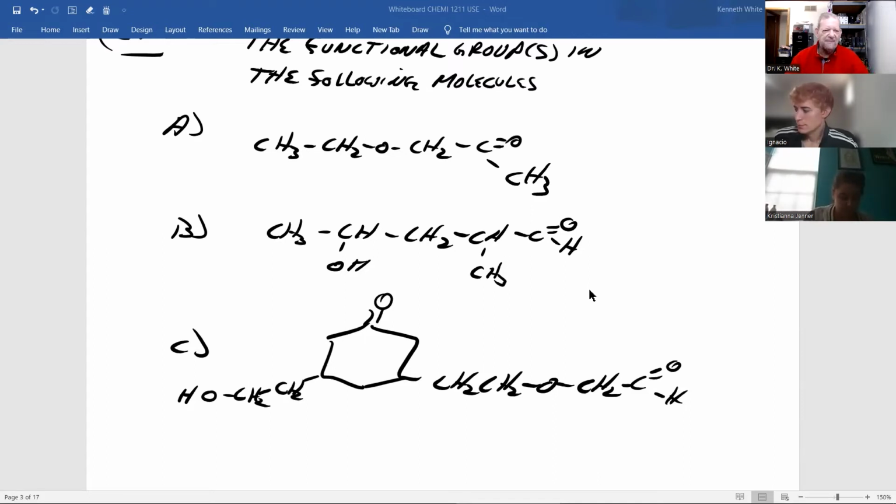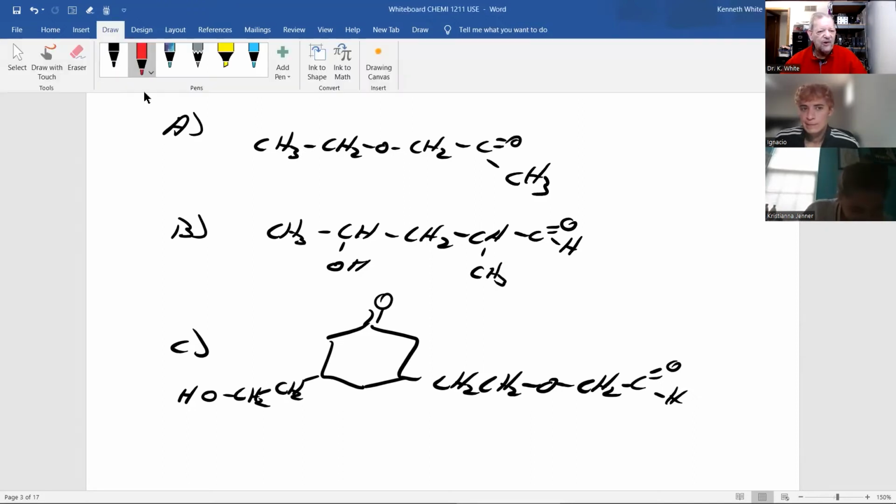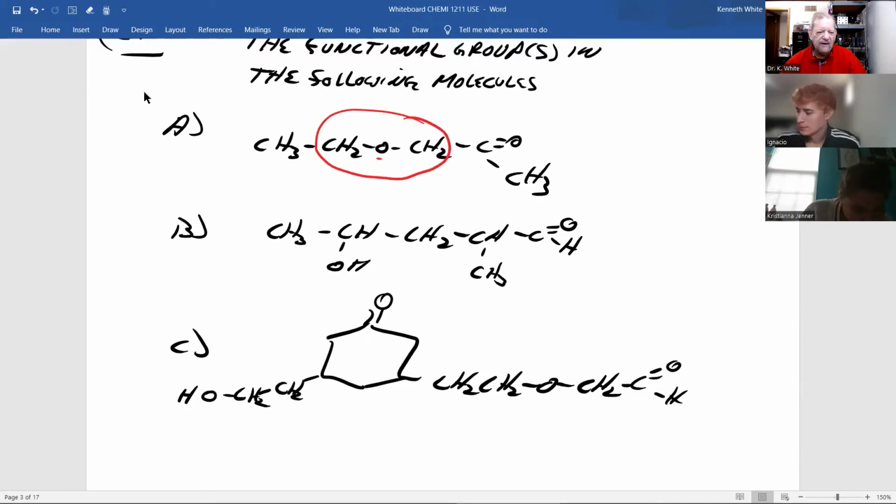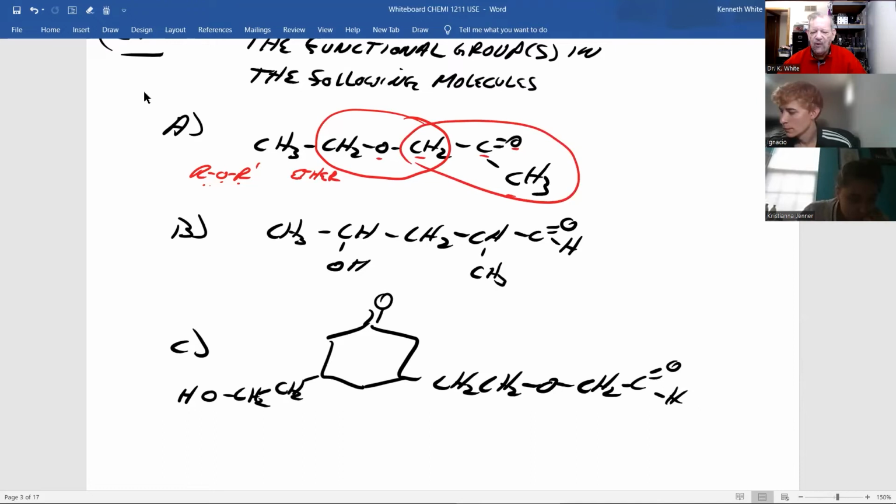All right, my turn. How do you play this game? You look for what's different. Ooh, oxygen. And you don't have to do this part, but I will. Oxygen with carbons on both sides. This is an ether. Ooh, another oxygen with carbons here, here, and here. What do we have? A ketone. Let's move on to the next one.